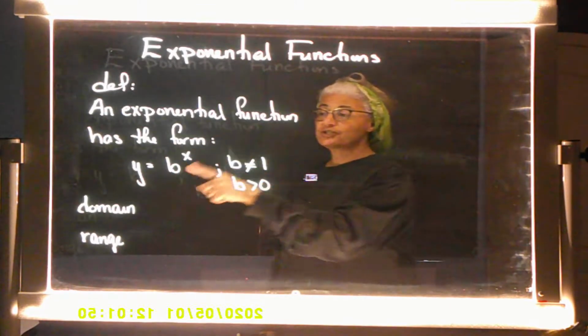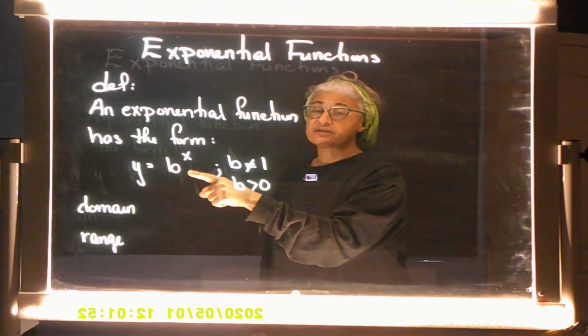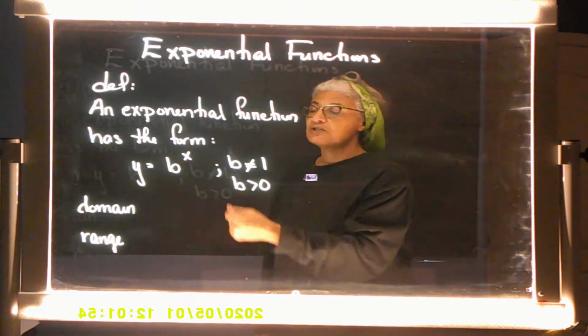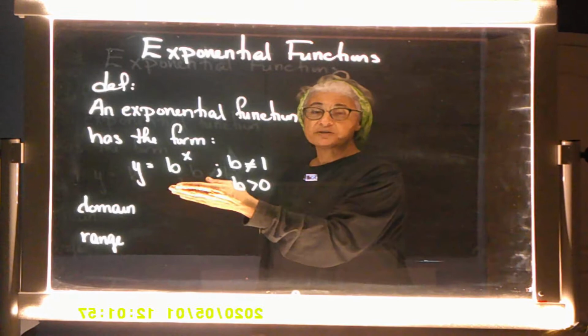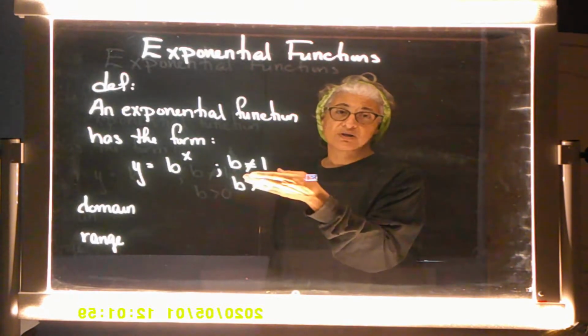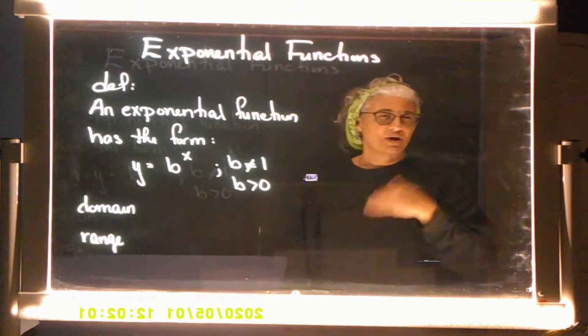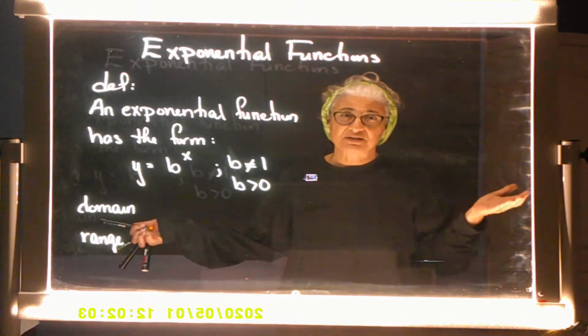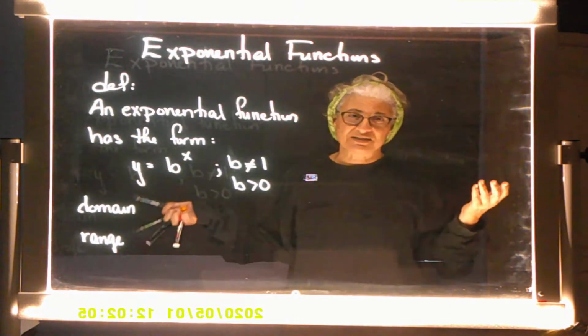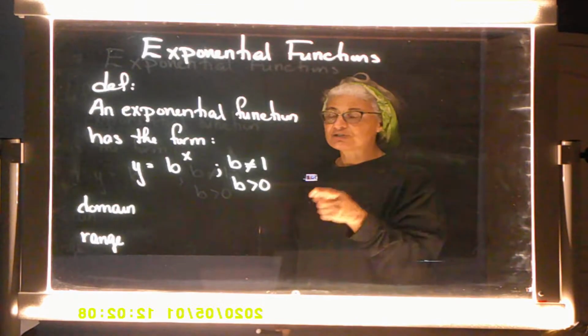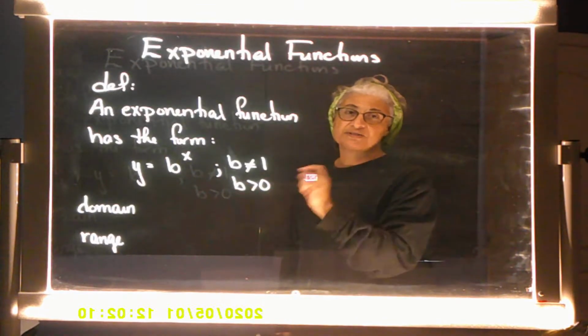There's two restrictions on b. b, by the way, is also known as the base. So there's two restrictions on the base. One of the restrictions is your base can't be equal to 1, because let's think about it: 1 to any power is always going to be 1. So that doesn't do us any good. The second restriction is your base must be greater than 0.